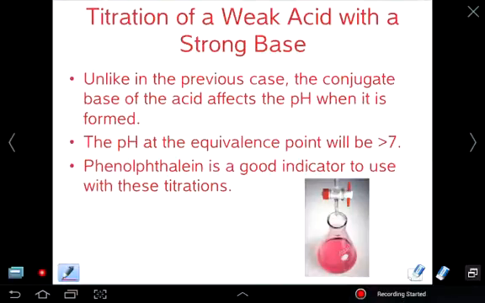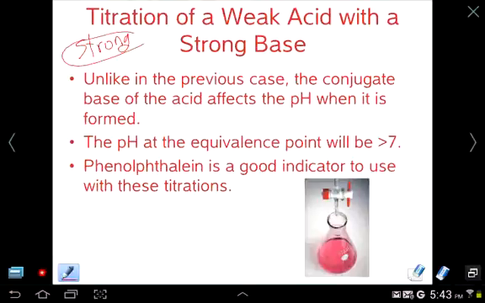Chapter 17, Lesson 4. In the previous lesson we talked about titrations of strong acids and bases. Here we'll talk about the same except in regard to weak acids and bases. Unlike the strong, whenever you titrate a weak acid, the conjugate base is formed from the weak acid. So when you have a conjugate base, it will affect the pH of the solution.